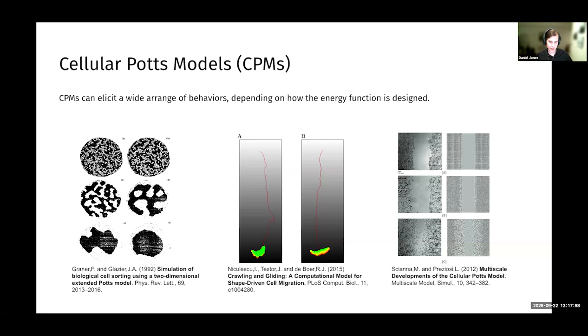And this is a lot of what the cellular Potts model literature is: can we come up with an interesting energy function that elicits some interesting behaviors? So here's the original paper in '92 where they're doing these cell sorting experiments.